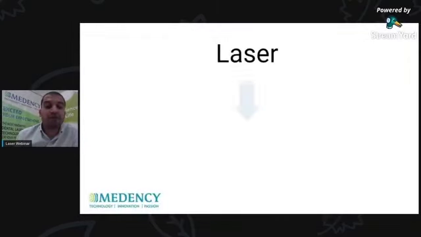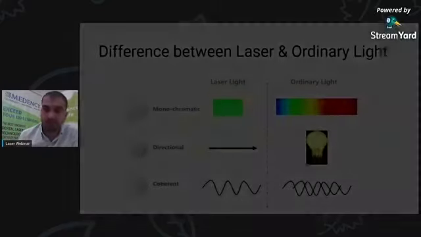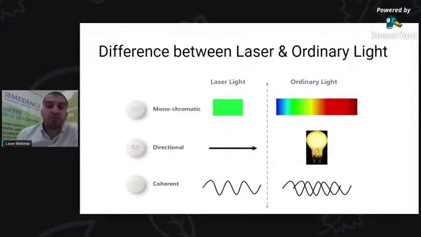Laser is an abbreviation for light amplification by stimulated emission. What we need to understand from this word is that laser is basically light. It's like any light in the world, but with specific specifications, and generated by a specific concept called stimulated emission. We don't want to go deeply through this concept, but what we need to know is that laser is originally a light.